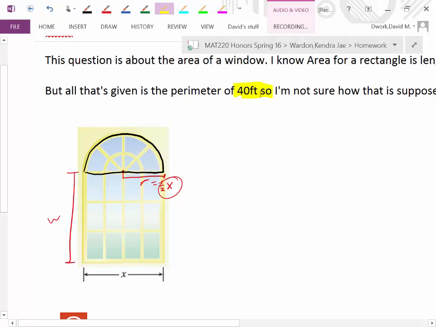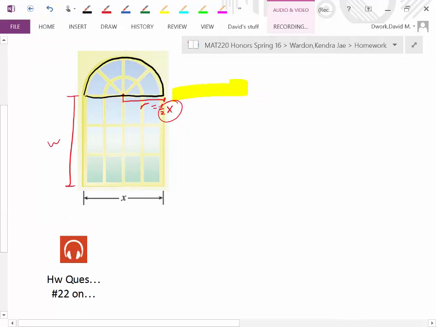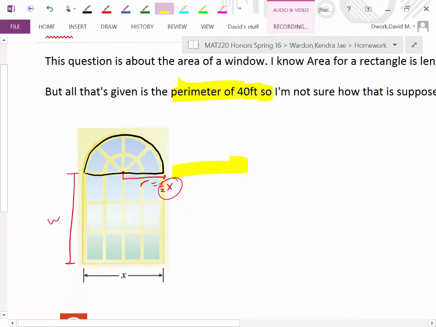Oh, guess what? There was 40 feet of the perimeter. The perimeter of this whole shape is 40 feet. So let's see if we can write a perimeter equation for this shape. Well, let's see. How do you find perimeter of anything? You add up the sides. So if that's enough of a hint, stop the video there. Try it on your own.